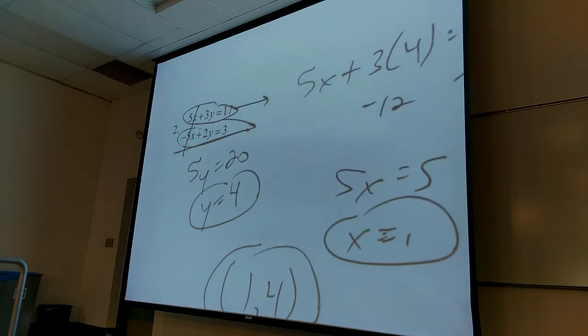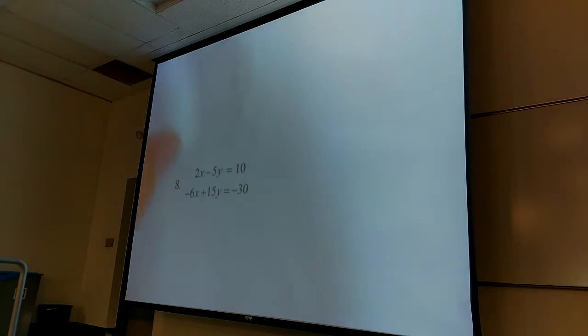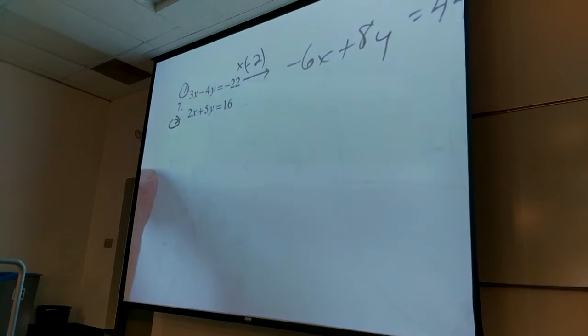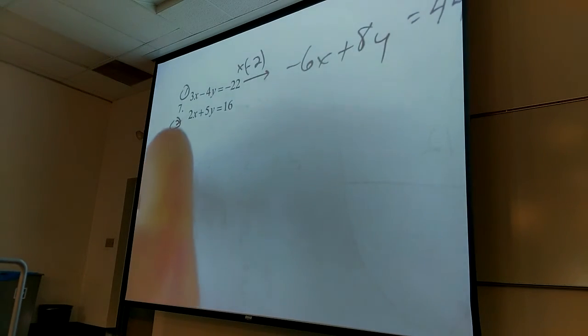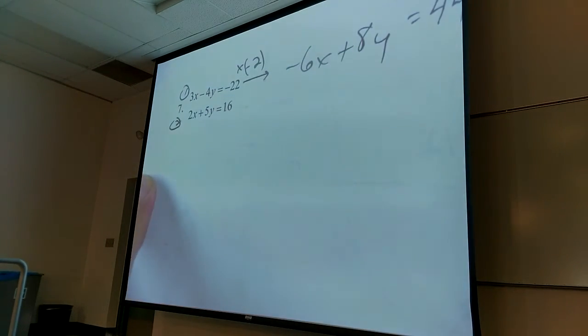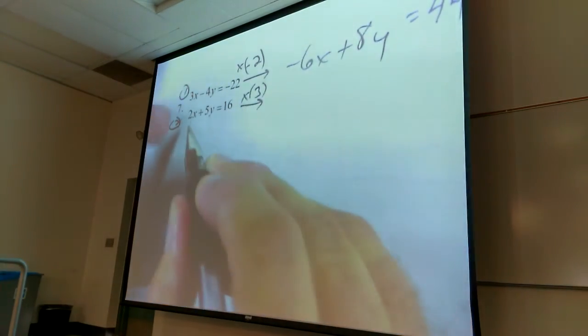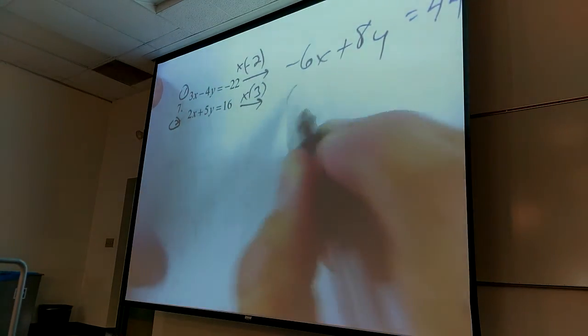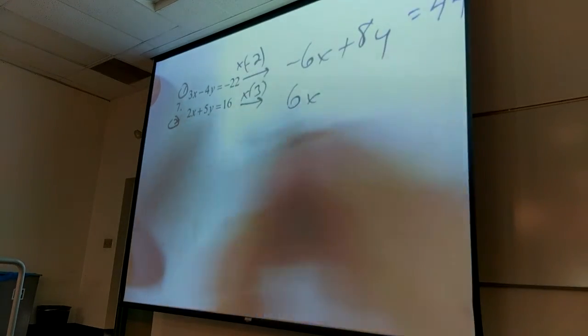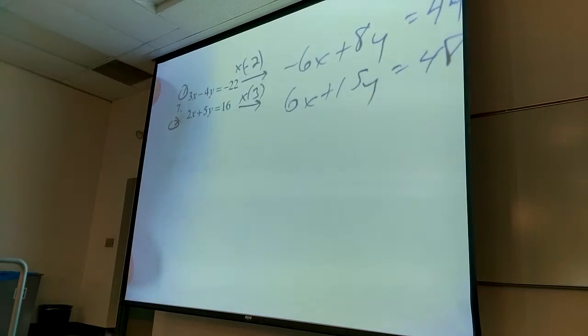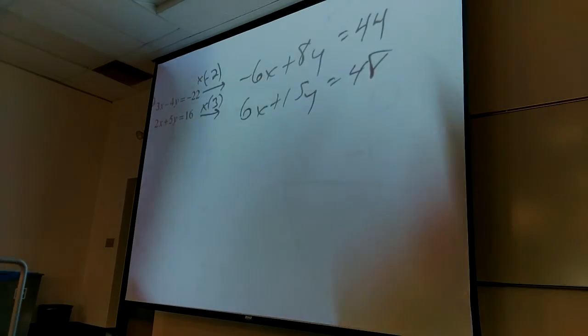So the new step we're adding on right now is make sure that you get to a place where that's going to happen. So the x's will agree at 6. So I can kill the x's by making one of them negative 6 and one of them 6. So if I multiply this one by 3, what do I get? 6x plus 15y equals 48.